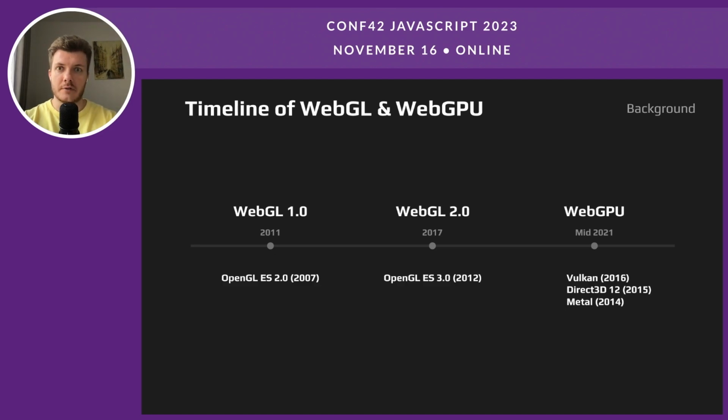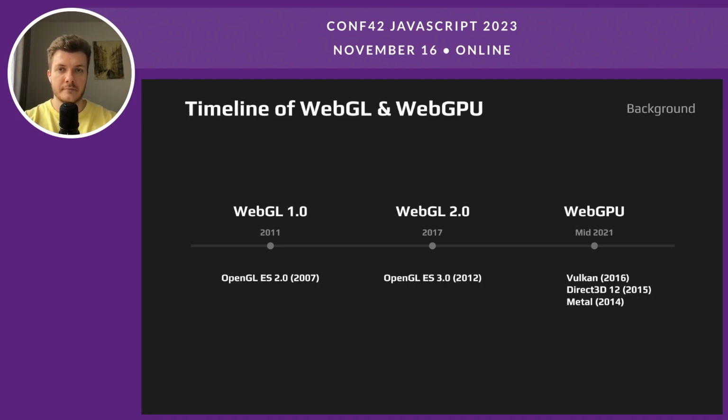In 2017, a new version of WebGL was introduced, called WebGL 2.0. This version was released 6 years after the initial version and was based on OpenGL 3.0, which was released in 2012. WebGL 2.0 came with several improvements and new features, making it even more capable of producing powerful 3D graphics on the web.